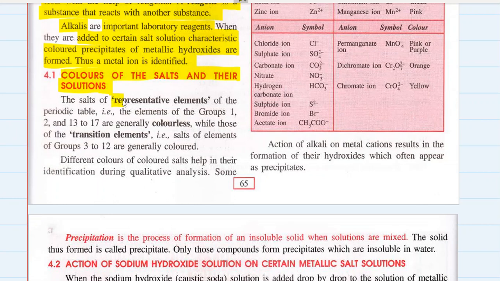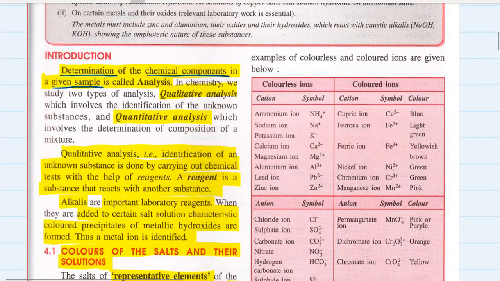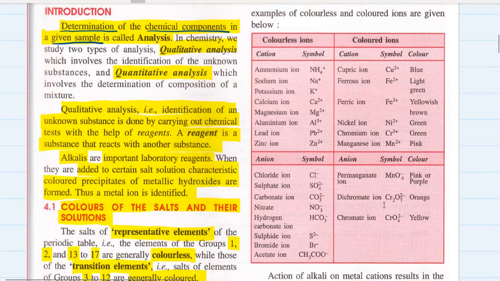So the salts of representative elements of periodic table, that is elements of group 1, 2, 13 and 17, generally are colorless, while those of transition elements, that is salts of elements of the group 3 to 12, are generally colored. So representative elements salts are colorless, transition elements salts are colored. Different colors of colored salts help in their identification during qualitative analysis. Some examples of colorless and colored ions are given below.